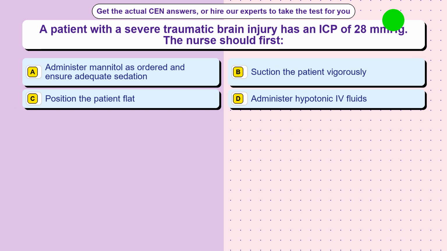Question 19. A patient with a severe traumatic brain injury has an ICP of 28 mmHg. The nurse should first Option A, administer mannitol as ordered and ensure adequate sedation. Option B, suction the patient vigorously. Option C, position the patient flat. Option D, administer hypotonic fluids.